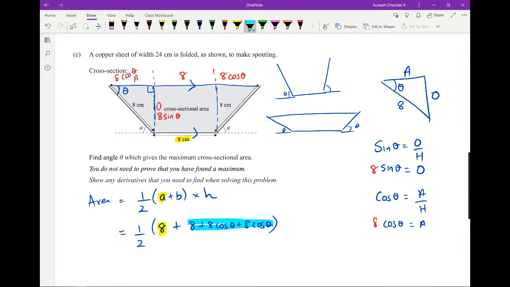So this is the other side that I'm looking at, which is all of this, that entire part. Would that be 16 cos theta? Yes, definitely it will be, but I'm just showing you guys how it actually comes out. And then finally, it's multiplied by the height, which is 8 sine theta, which is this part here.